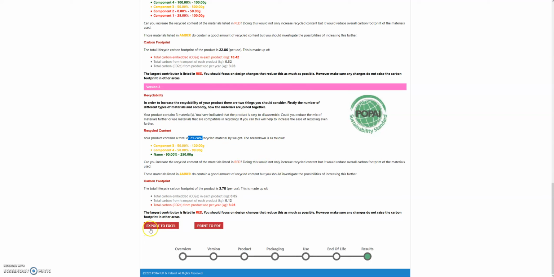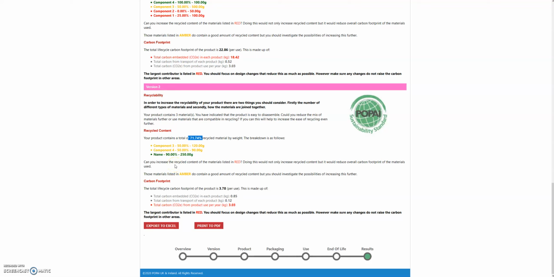You can then export any of these results out. You can print it to a PDF file. So if you click this button, it will ask you for a file name and it will create a PDF file of these results. Or you can export to Excel. So if you click this button here, it will ask you to input a file name, and it will save all of your results to an Excel export.